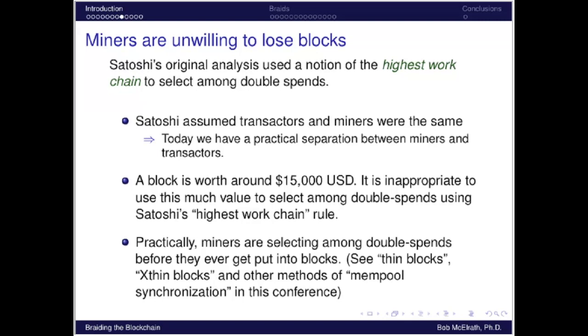The mempool will already reject a double spend. Miners are, in many ways that you'll hear about in this conference, trying to synchronize their mempools so that they don't create blocks which conflict with others. So essentially, the double spend is getting selected by a different mechanism than Satoshi's original proposal. And see, of course, the thin blocks and extra thin blocks talks in this conference.